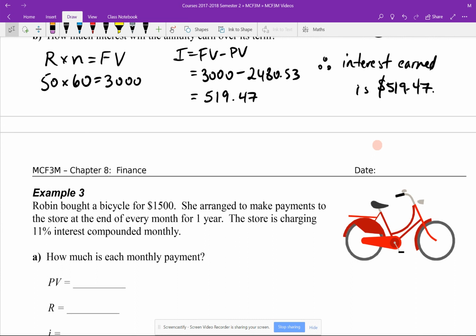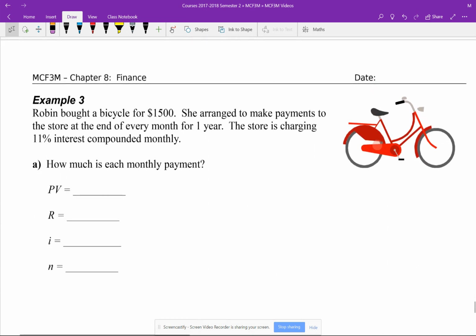Okay, let's look at another example. My last one here. So Robin bought a bicycle for $1,500. She arranged to make payments to the store at the end of every month for 1 year. The store is charging 11% interest compounded monthly. How much is each monthly payment?